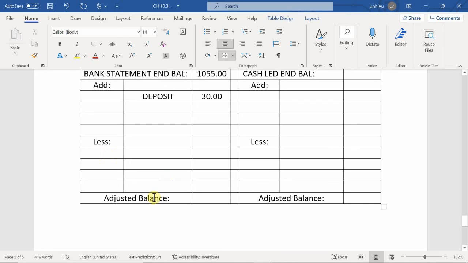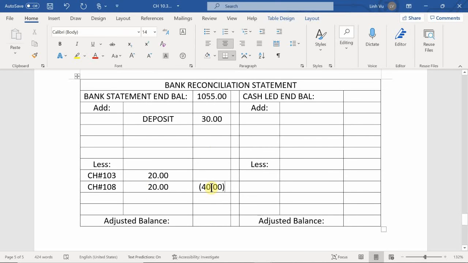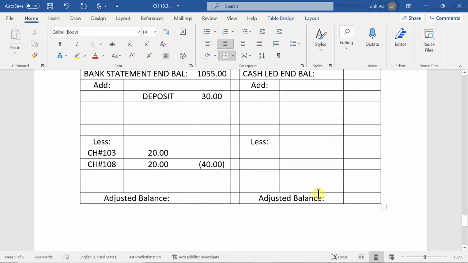So check number 103 and check number 108 were both for $20. Therefore, I need to subtract out $40. Let's go ahead and do the math. If I started out with 1055, I'm going to add 30. So that gives you 1085, minus 40. How much should you have at the end of the day? $10. Negative.